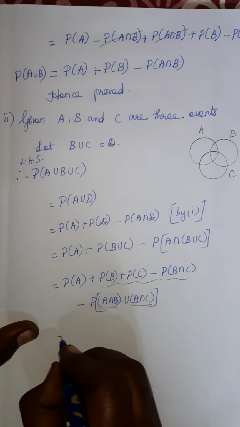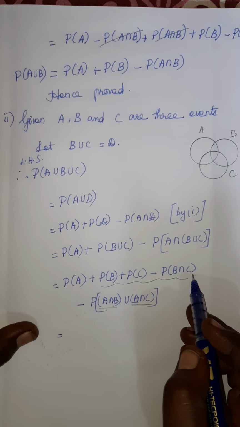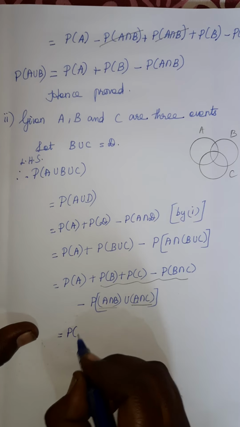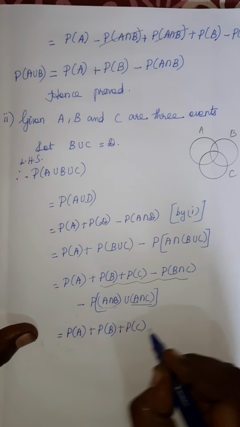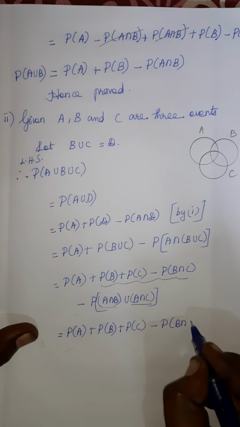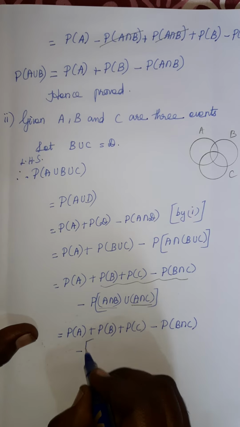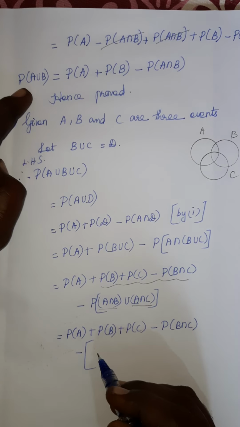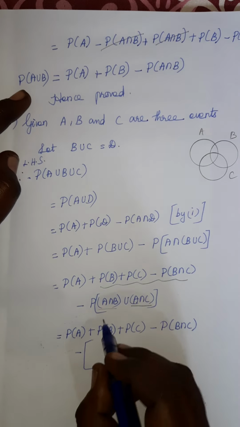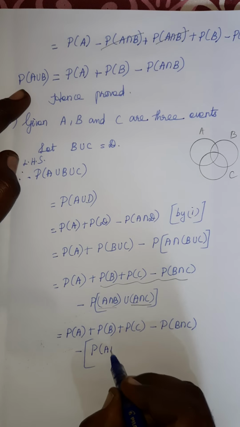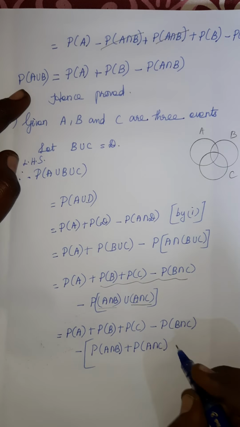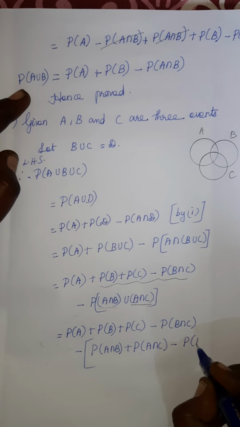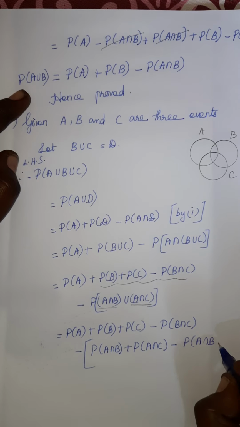Okay, so we can continue again, which is equal to the previous. The first line is completely the same, no change. Probability of A plus probability of B plus probability of C minus probability of B intersection C. There is no change. Minus, we can apply the probability inside using the first part of the theorem. So take it separately: probability of A intersection B plus probability of A intersection C, then minus probability of A intersection B intersection A intersection C.